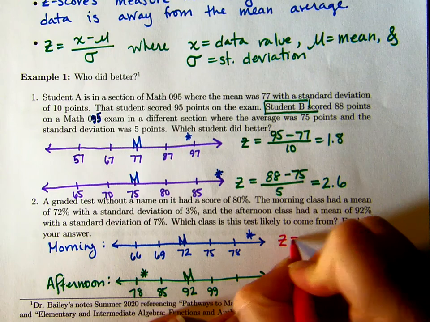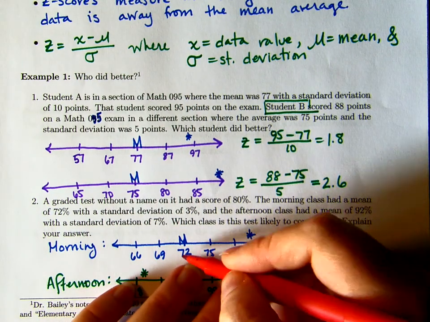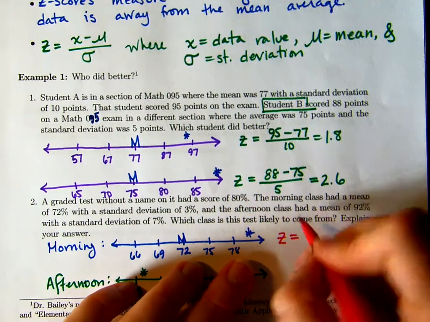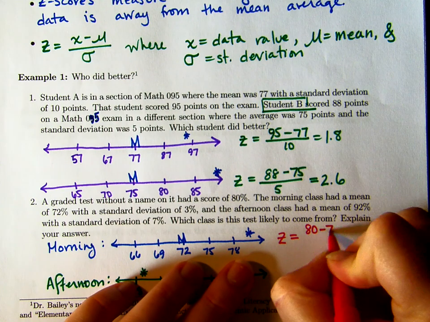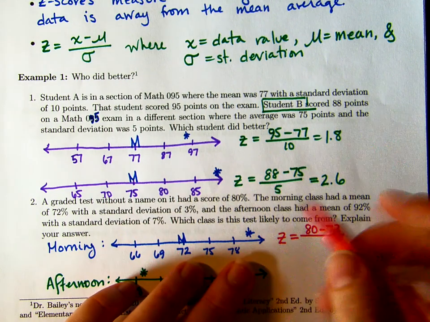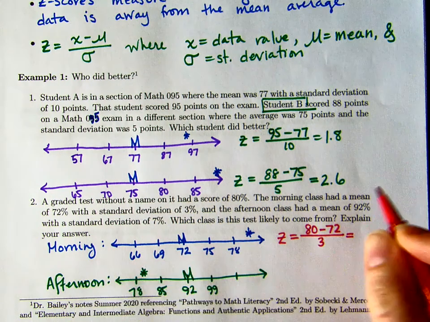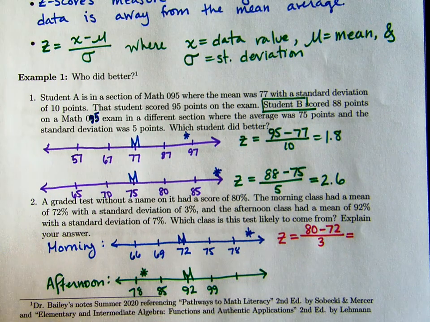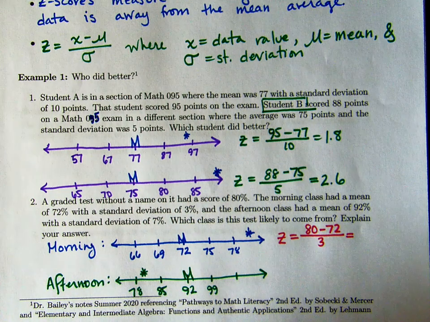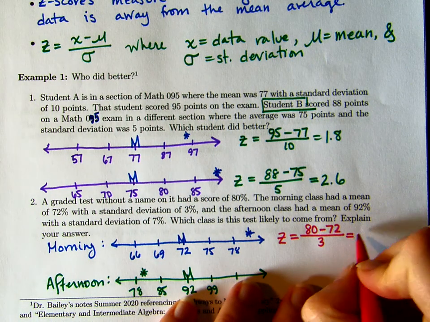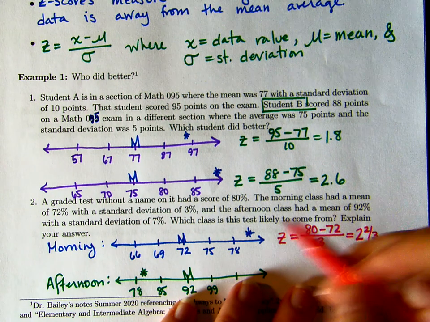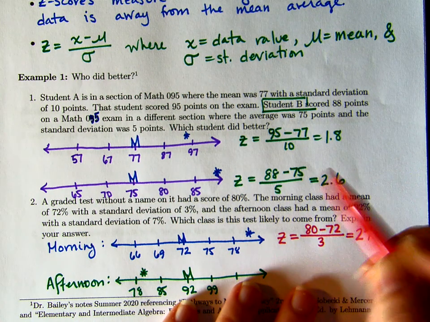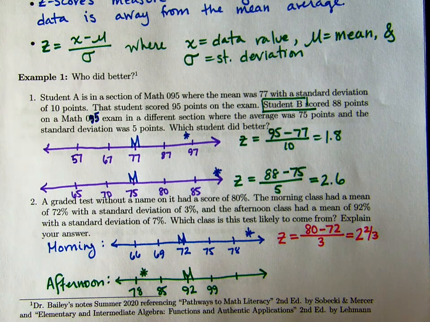So let's see. So 80, they scored an 80. The average was 72. The standard deviation of that class was 3. So a difference of 8. 8 divided by 3. Oh man, how many times does 3 go into 8? It's like 2 2/3, I would say. 2 2/3. Okay, so if they were in this class, they would be 2 2/3 deviations above average.